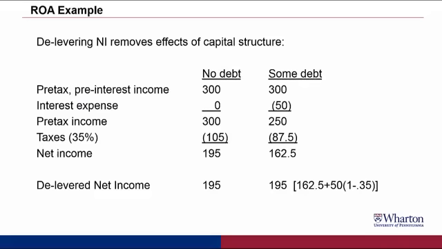Let me show you a quick example. We have two companies, one that has no debt, one that has some debt. They have identical pre-tax, pre-interest income of $300. The company with some debt has interest expense, whereas the no debt company doesn't, which means the some debt company has lower pre-tax income. We multiply by the tax rate, and we see that the some debt company has lower net income than the no debt company. But then if we add back after-tax interest expense, which would be 50 times 1 minus the tax rate of 35%, voila, we get identical de-levered net income between the two companies. So de-levered net income is not affected by borrowing decisions.